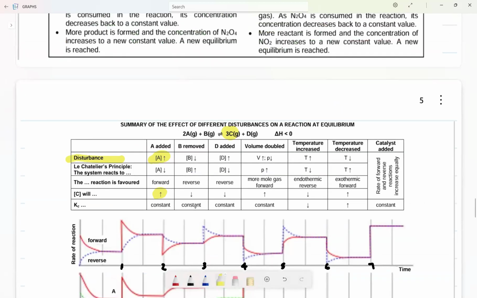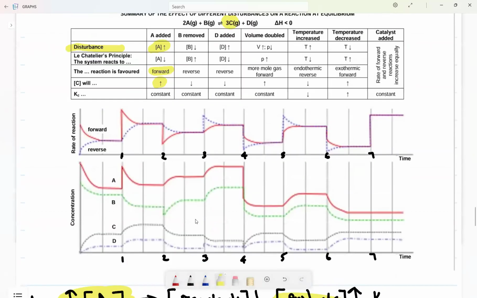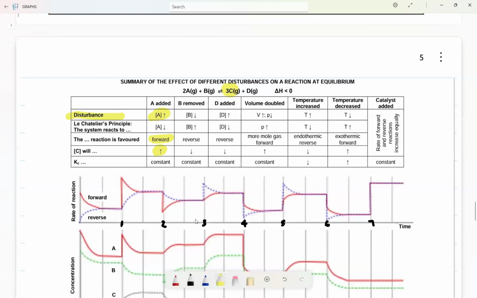Then, which reaction was favored? The forward reaction was favored, yes. Oh, I did not mention that here. But we can see that, yes, if A was increased, we favor the forward reaction so that we decrease it again. So now can you see Kc is constant, constant, constant. It is only affected by temperature here. Okay, yes.